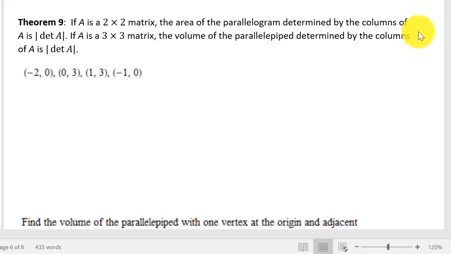The next idea is to take a look at the geometry of vectors. So if A is a 2 by 2 matrix, the area of the parallelogram determined by the columns of A is equal to the determinant of A. And sometimes the determinant's negative, so they want to take the absolute value to make sure you're looking for the area. So let's take a look at this example.